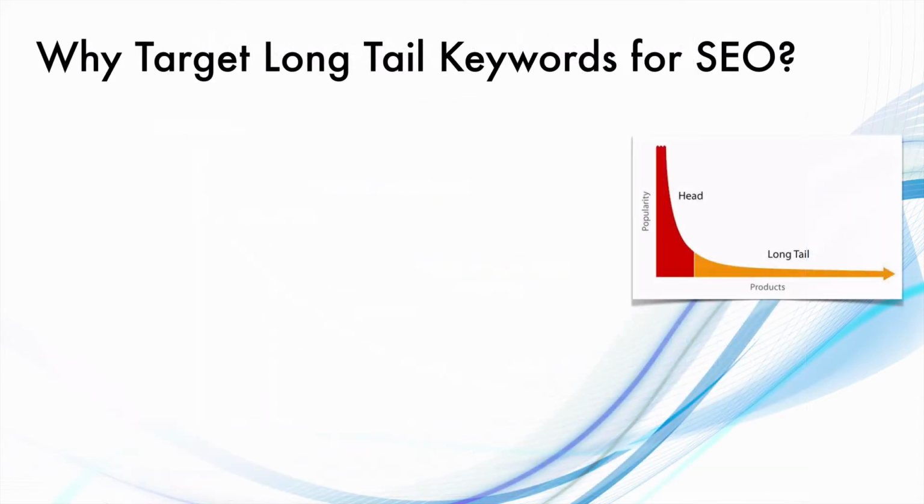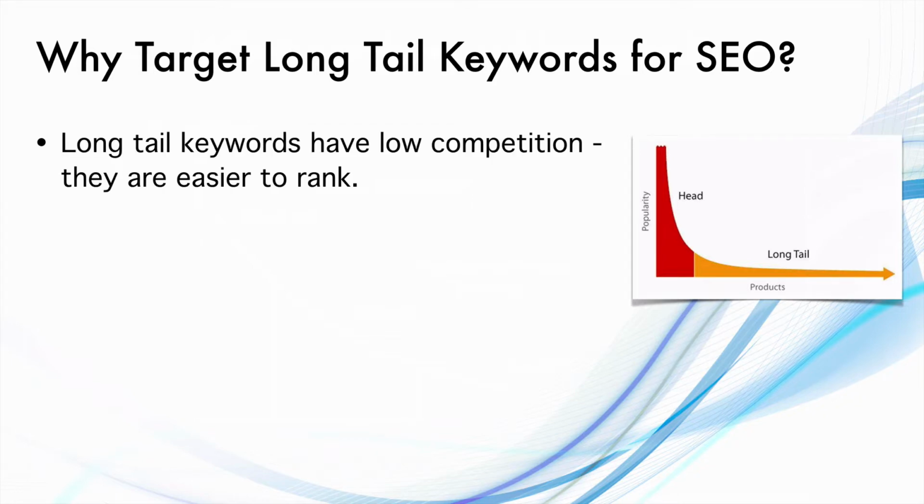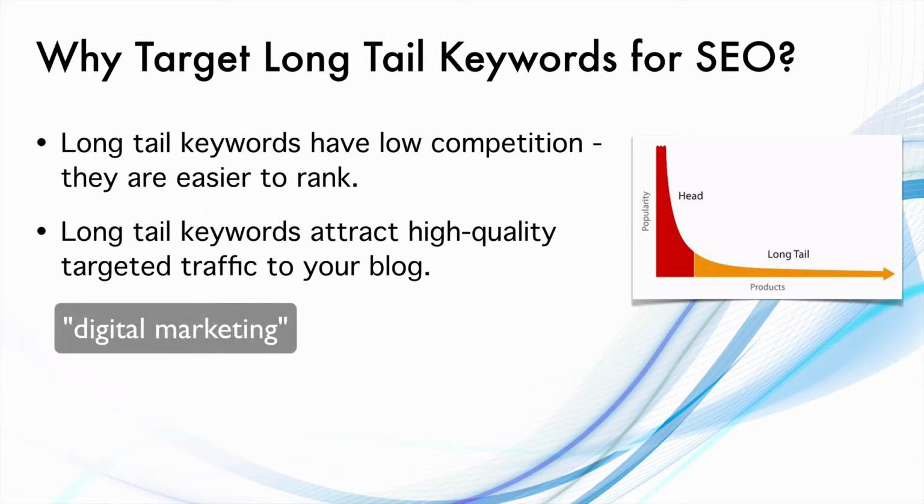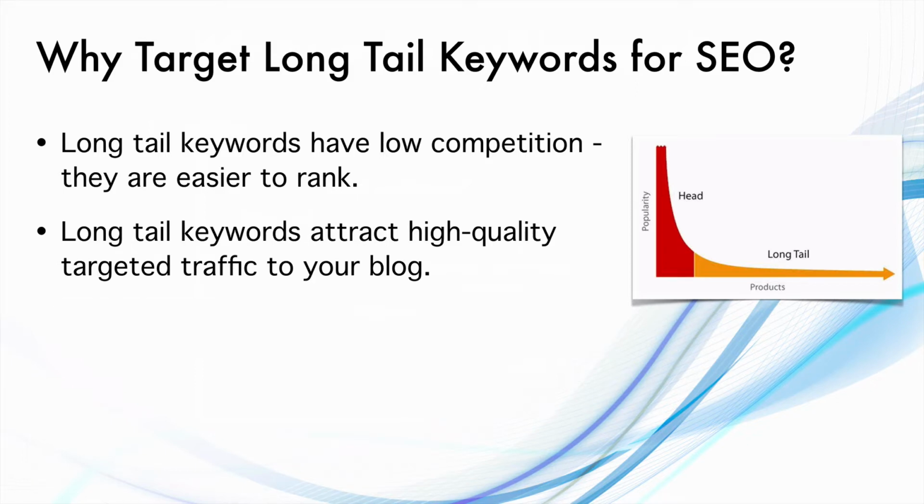So let's look at why we should target long tail keywords for SEO. Long tail keywords have low competition and they are easier to rank. Long tail keywords attract high quality targeted traffic to your blog. It is high quality because someone who is searching several words in a search term is more likely to buy something than the person who just searches for a short keyword. For example, if someone is searching for digital marketing, you don't know whether this person is searching for digital marketing tools, digital marketing training or digital marketing blogs. So it is a little bit difficult to convert this particular online user into a customer.